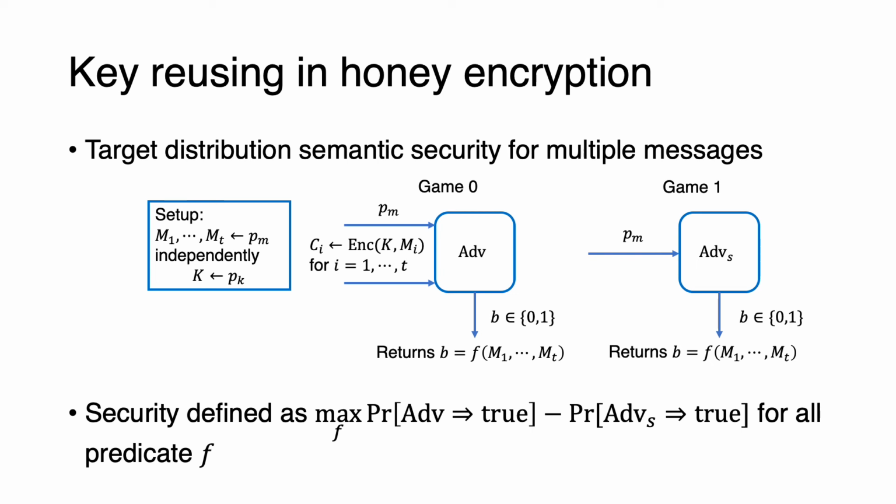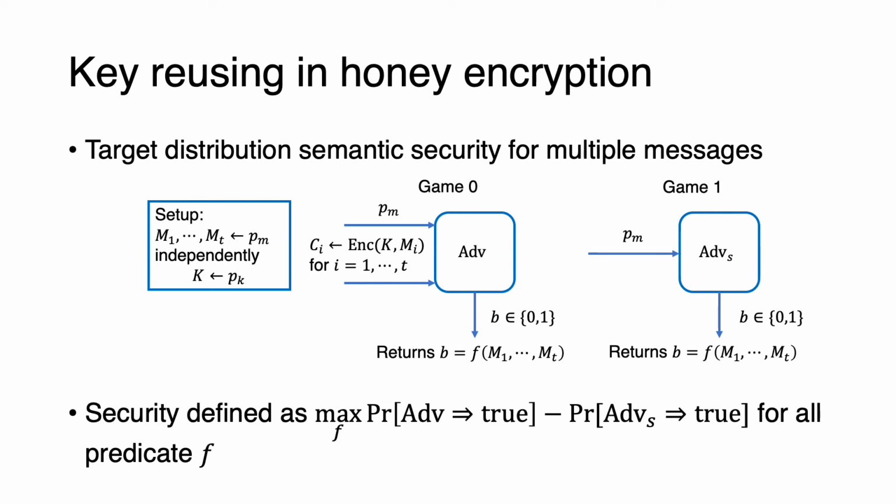Before we proceed, we need to give a definition of target distribution semantic security for multiple messages. It is similar to the single message case, but different in some places. In the setup phase, we assume the messages are sampled from the same distribution independently. Now in game 0, the adversary receives encryptions of every message using the same key, and in game 1, the simulator receives nothing. The predicate to be guessed is now defined on the vector of all messages.